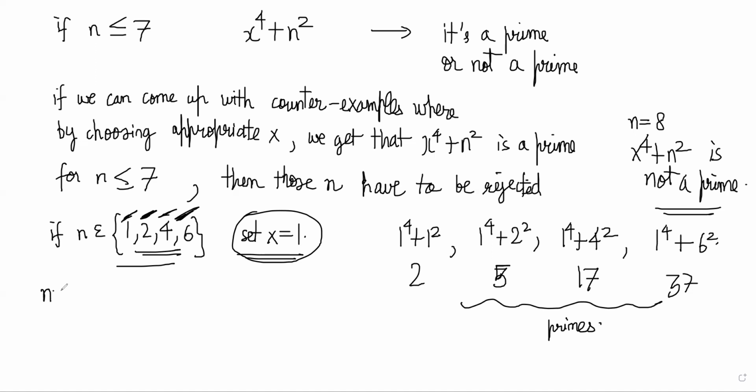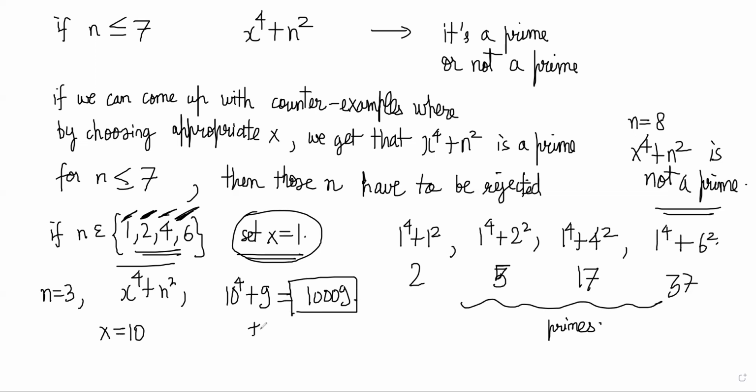For n is equal to 3, you have x power 4 plus n square. You can put x as 10, and you will get 10 power 4 plus 9. So that will be basically 10,009. And you can check that this is prime. How do I discover that it is at x is equal to 10? You can check lower values of x. It is composite all the way through, but at this value x is equal to 10, it is prime.